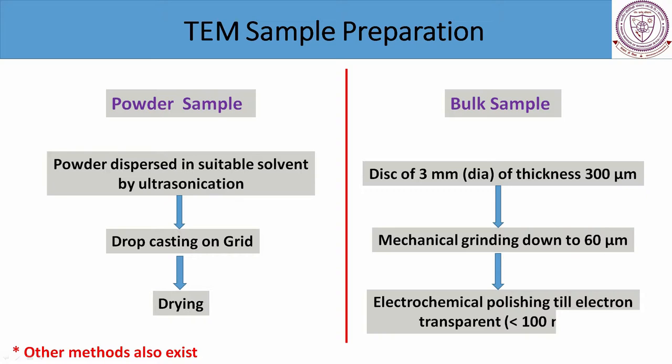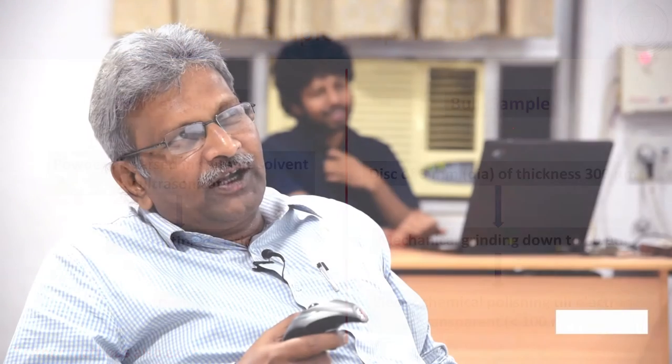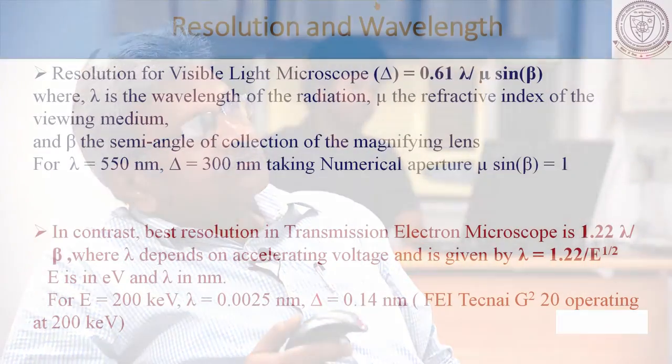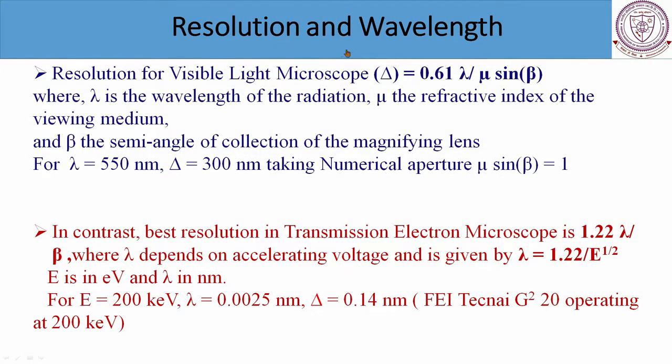So electrochemical polishing is one of the methods. You do have the ion mill thinning, and many variants of making a specimen is going to be there. So you can adopt any one of them depending on the kind of facility that you have. Now, in the next slide, we shall deliberate on resolution.